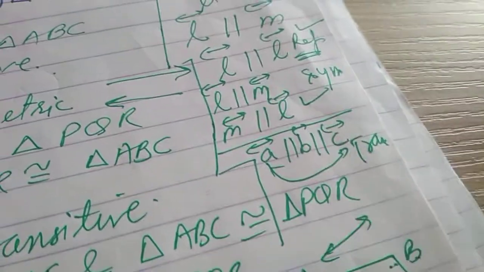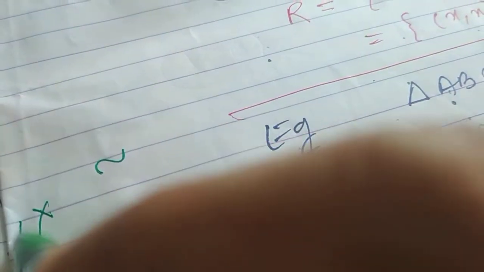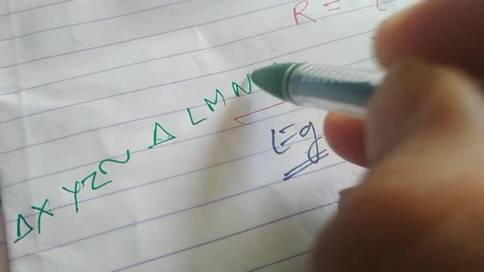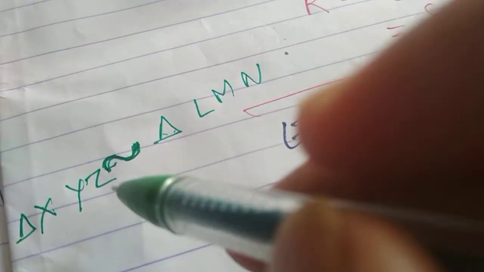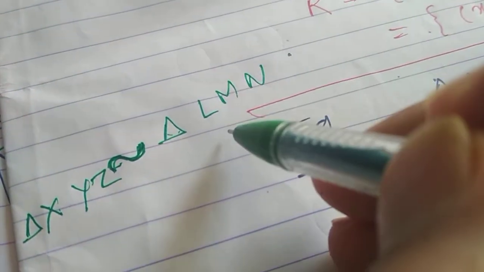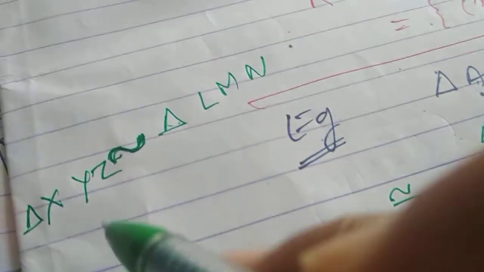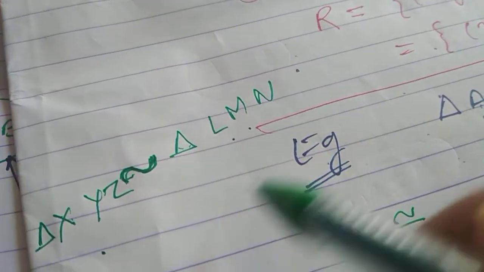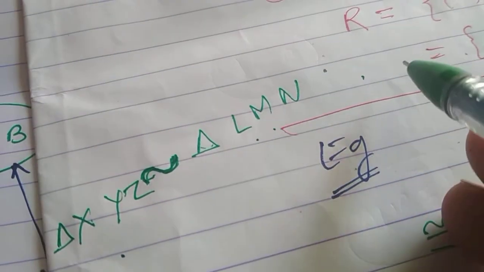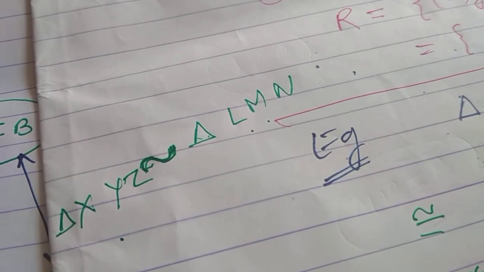So it is an equivalence. Then similarity also is one of the examples. Triangle XYZ is similar to triangle LMN. Similarity also, every triangle is similar to itself. Then if one triangle is similar to another triangle, then that triangle is similar back to the first triangle. If triangle XYZ is similar to triangle LMN, and LMN is similar to triangle ABC, then triangle XYZ is similar to triangle ABC. So similarity also is a best example of an equivalence relation.